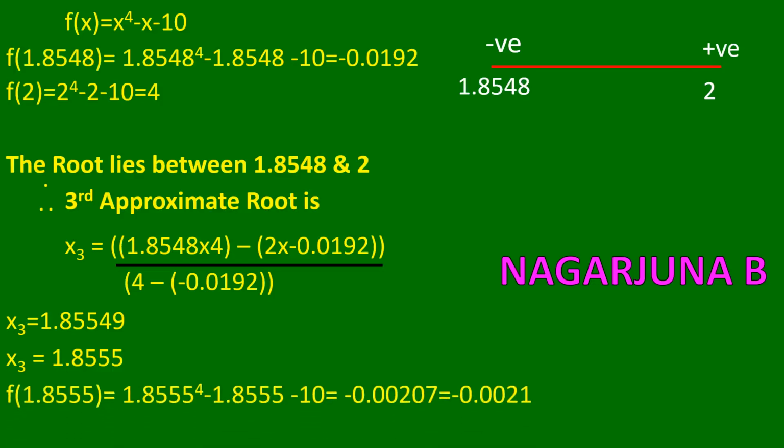Substitute this in f of x. So f of 1.8555 is equal to 1.8555 to the power of 4 minus 1.8555 minus 10, which is equal to minus 0.00207. The truncating digit is 7, so it is greater than 5. You have to add 1 to the previous digit. Therefore it will be 0 plus 1, which is 1. Therefore it will be minus 0.0021. So you have got a new root between 1.8548 and 2, and that new root is 1.8555. For this one you have got a negative value. Therefore the root lies between 1.8555 and 2.